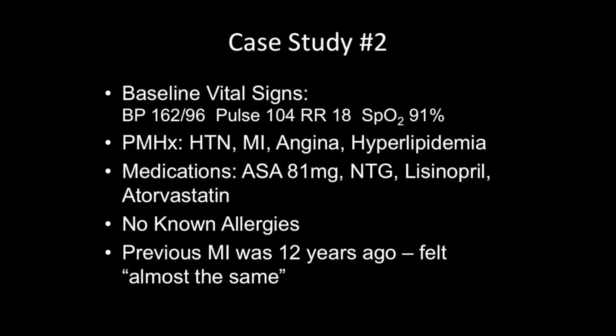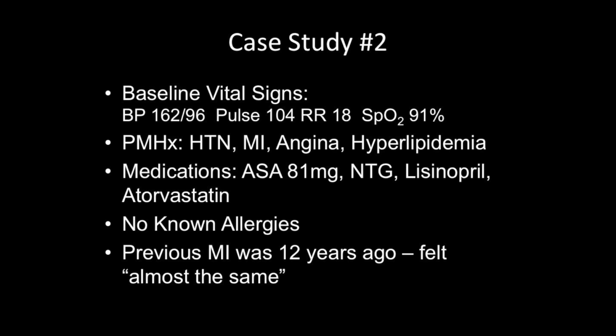Okay. So he has history of hypertension, myocardial infarction, angina, hyperlipidemia. So he has a lot in his arteries already, has gunk in there, right? So this is a buildup of gunk in your vessels. He takes aspirin 81 milligrams a day, nitroglycerin PRN, atorvastatin, a blood pressure medication, and then a statin. Okay, no known allergies, great, so we can do stuff. Previous MI 12 years ago felt almost the same. So that's another great question: you have had an MI, is this feeling like the other MI? And they're like, yeah, pretty much. Doesn't get any clearer than that.